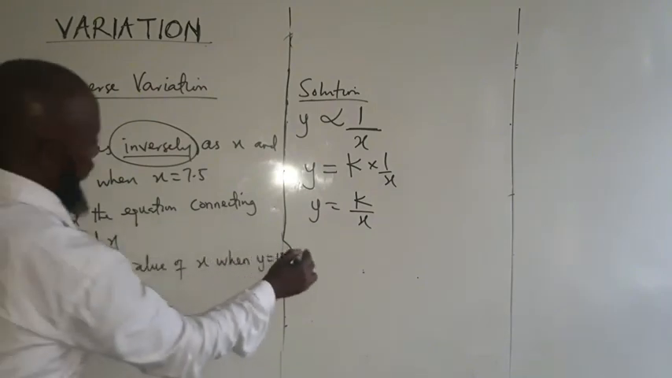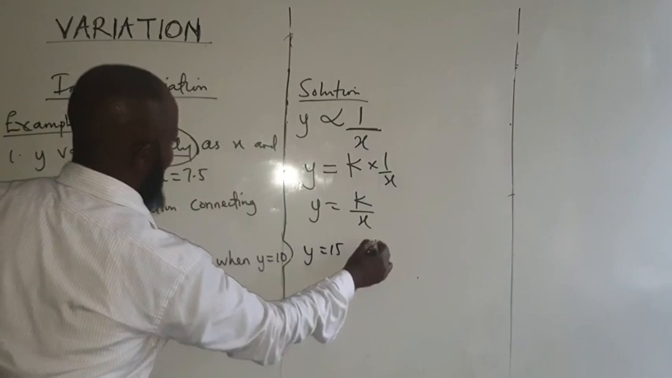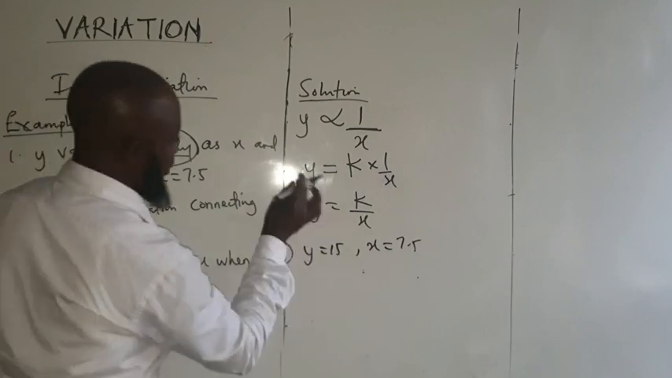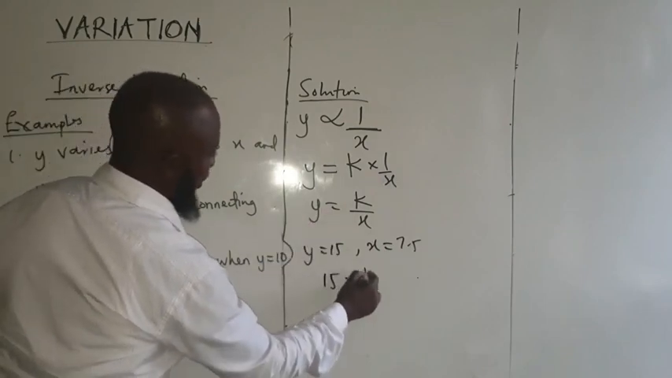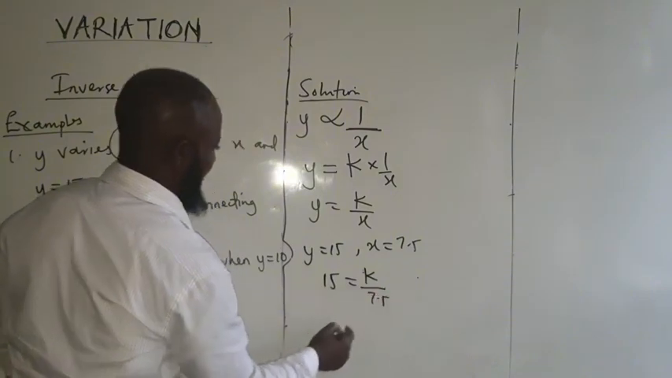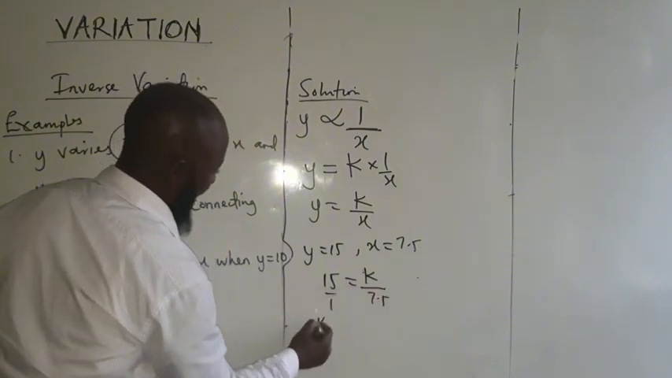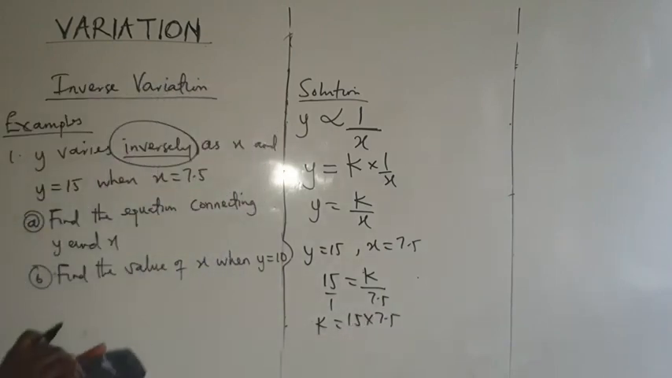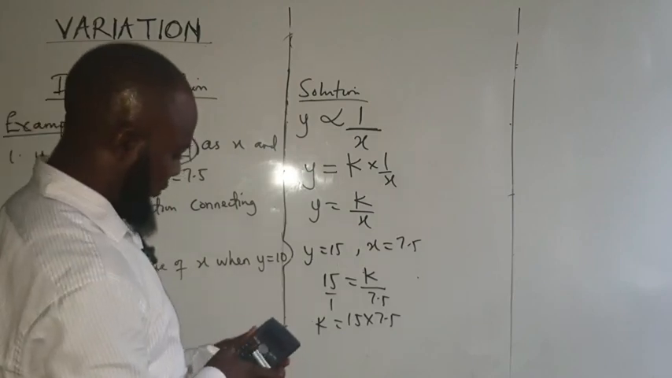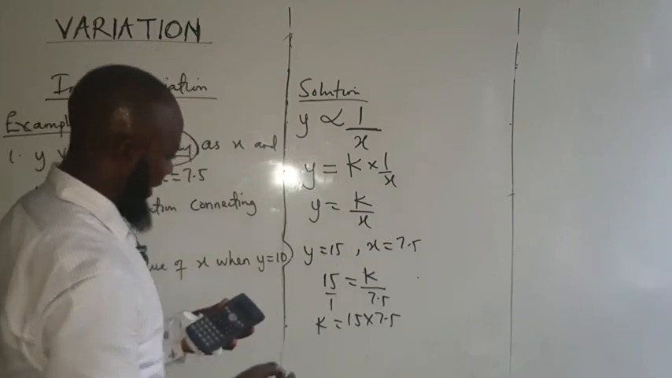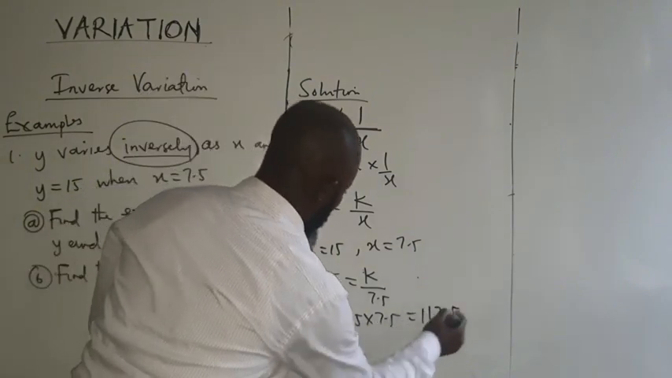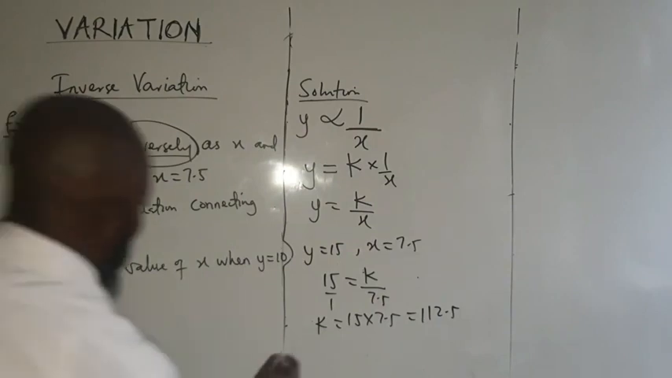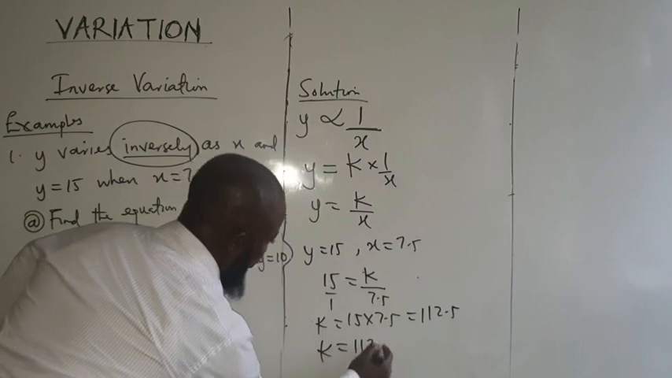y equals to 15 when x equals to 7.5. We are now looking for k. So we substitute this. That will be y, which is 15, equals to k divided by 7.5. So when we cross multiply, we are going to have k equals to 15 times 7.5, which gives 112.5. That is, k equals to 112.5.